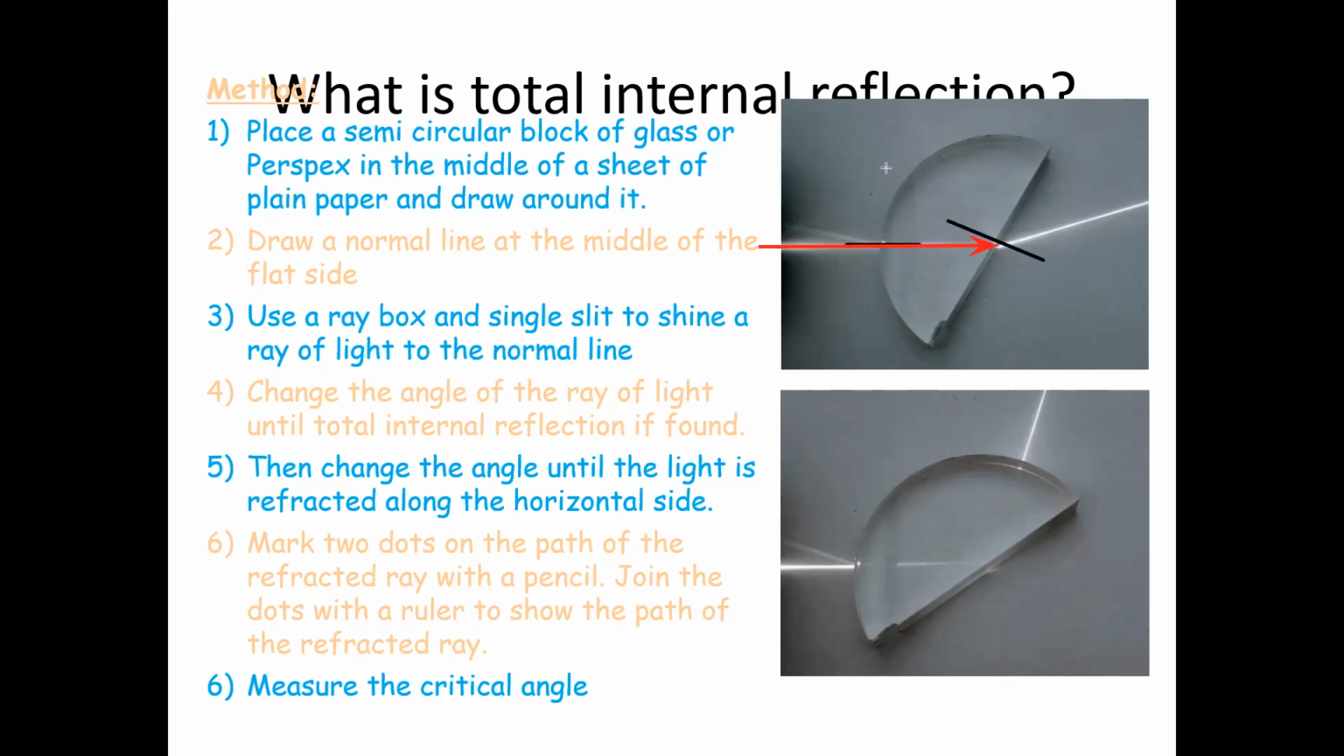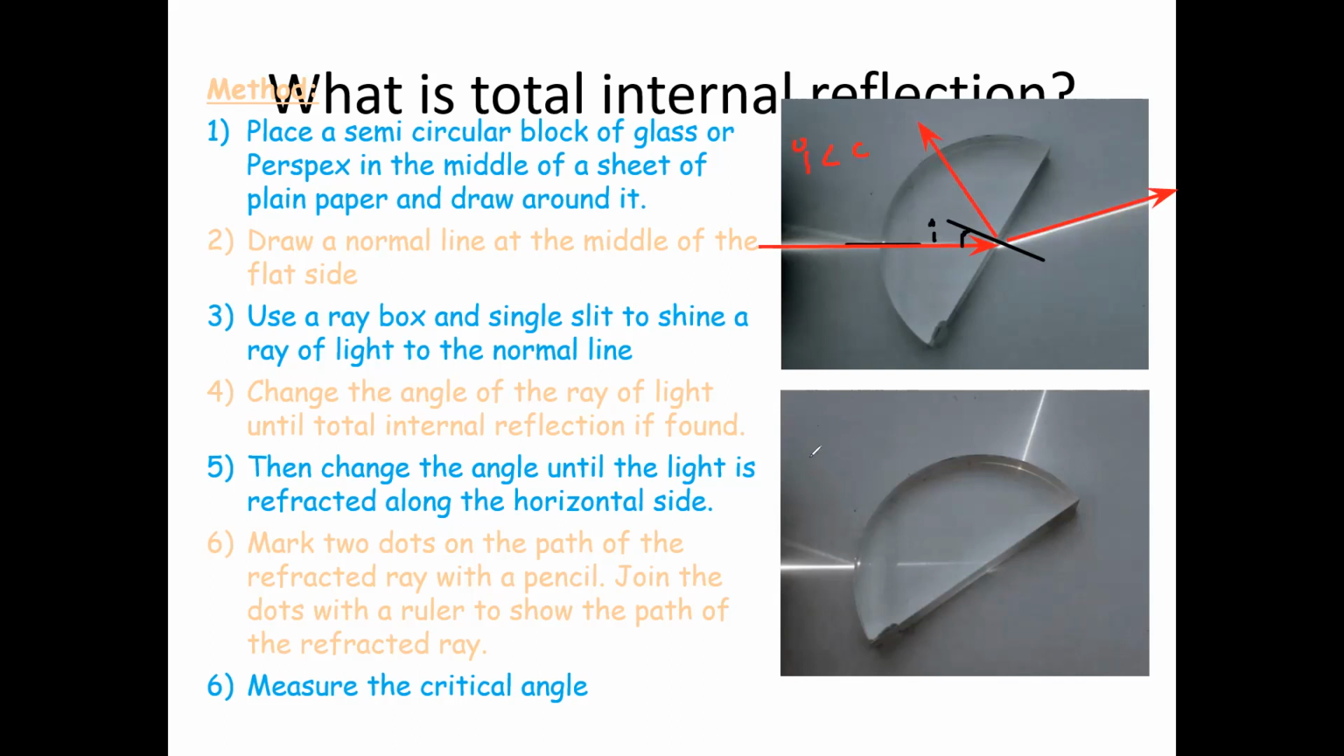So the angle between the incident ray and the normal is known as the angle of incidence. When light is moving from glass to air, what we'll observe is that it will bend away from the normal. Some of the light is refracted and some of the light is reflected. This is the case when the angle of incidence is less than the critical angle.